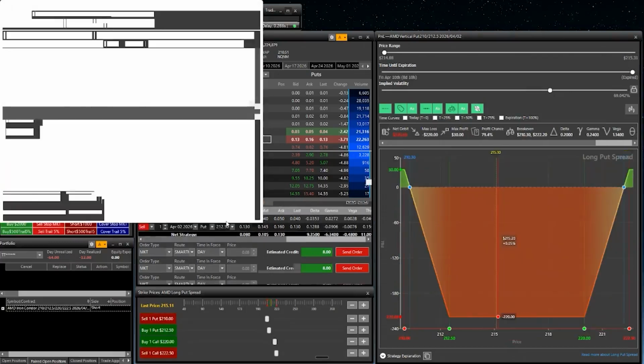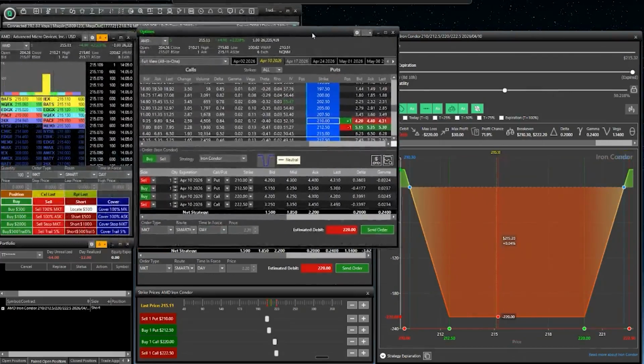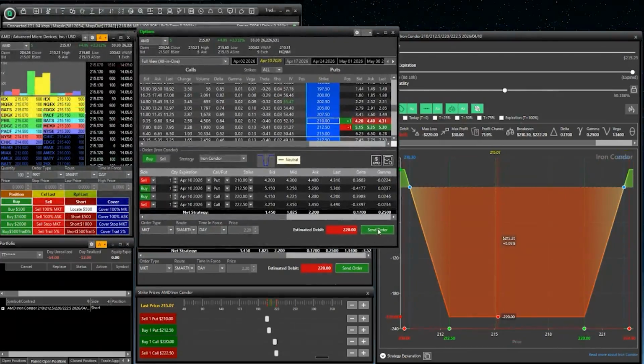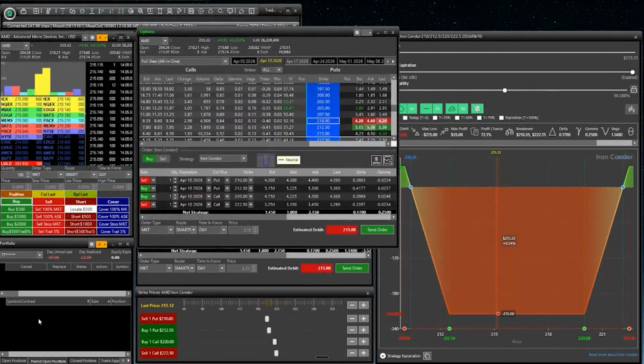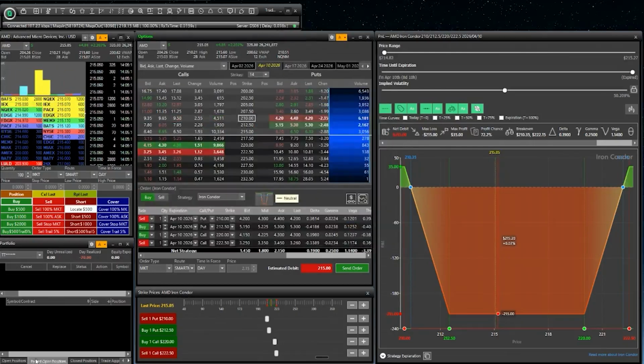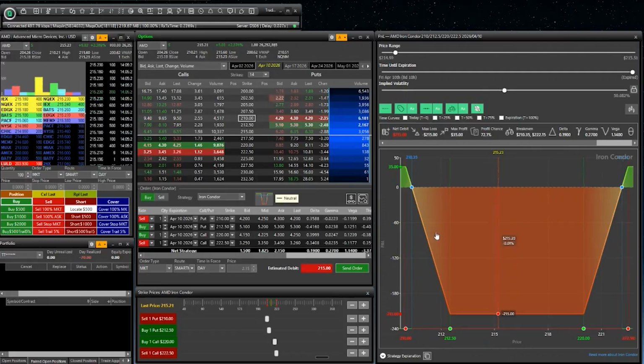Now I'm going to also close this out over here. And I'm going to press send order. And there we go. That closes that spread out. So by double clicking the spread in the paired open positions tab, it will essentially open up a window with the closing trade ready to send, and you could simply go ahead and send it.